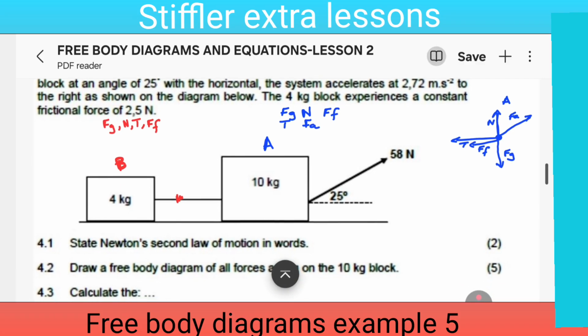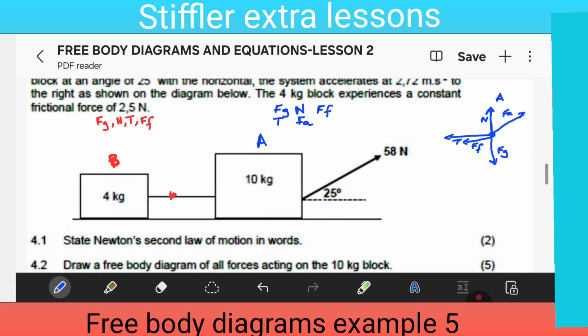Now let's try to formulate the equation of motion of this object. How many forces are acting parallel to motion? We're told that these are accelerating to the right, so we need the forces that are parallel to the motion. We can see tension, it is parallel to motion, and you can see frictional force is parallel to motion. And this force is acting at an angle, and we said that if a force is acting at an angle, it will have components. So this will have 2 components. It will have the F at X, and it will have the F at Y as well.